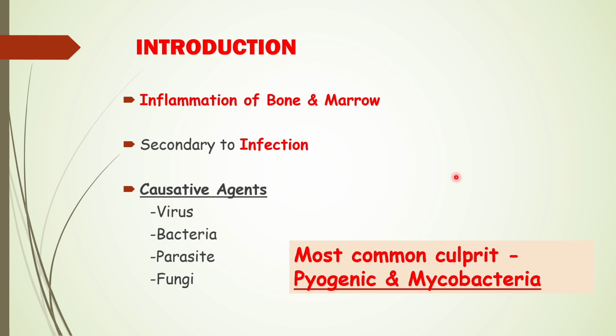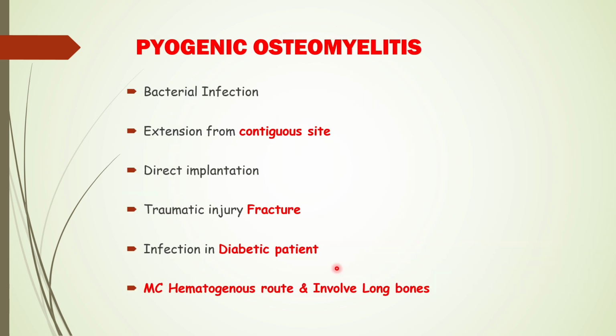So now let's begin. What is osteomyelitis? If we talk about the definition, then it's the inflammation of bone and marrow, secondary to infection. The causative agents are various viruses, bacteria, parasites, or fungi, among all which the common ones are pyogenic and mycobacteria. Pyogenic means bacterial, and mycobacteria means Mycobacterium tuberculosis. Those two are more commonly involved in infecting the bone.